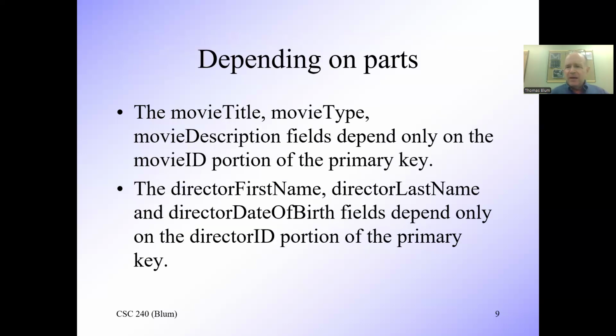Okay. Now we can pick out the parts that depended only on the movie ID: the movie title, the movie type, the movie description. These are all just part of the movie and therefore depend just on the movie ID. But the movie ID is only part of the primary key of the table we started with. And the director first name, director last name, and director date of birth all depend just on the director ID. So we have things that depend on just part of our composite primary key.